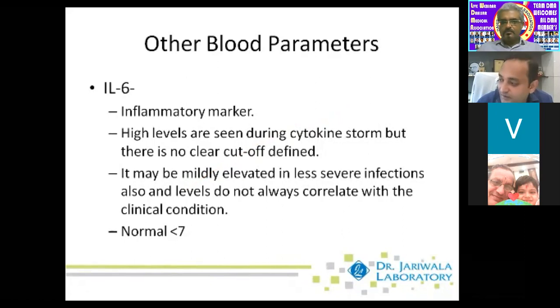I think probably the only marker which should be a decision-making indicator is the D-dimer, wherein probably a low molecular weight heparin or an aspirin needs to be started. I am sure the clinicians in the group will be able to better guide us on the therapeutic aspect of that. Right.